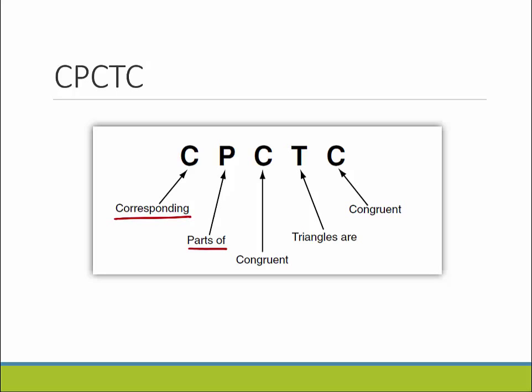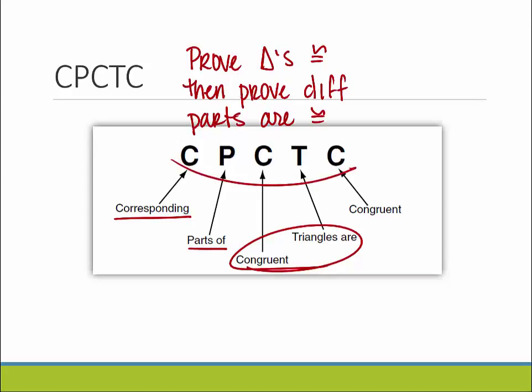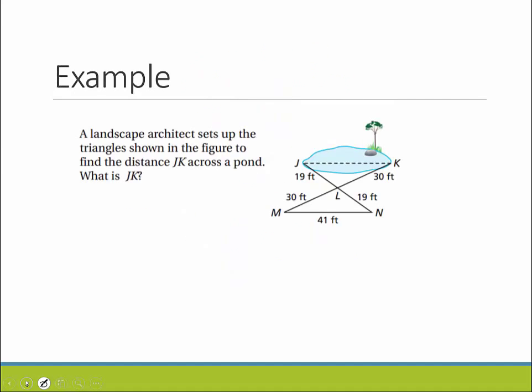So we are going to prove triangles are congruent now, and then prove different parts are congruent. And we know they're congruent because of the congruent triangles and this theorem that says corresponding parts of congruent triangles have to be congruent as well. So here's a simple example.